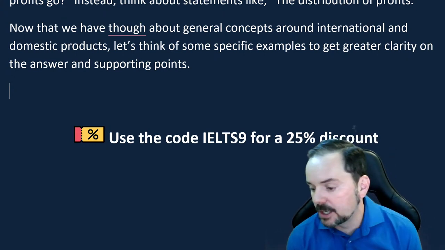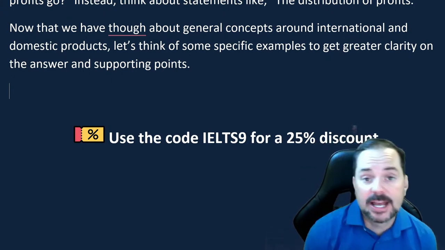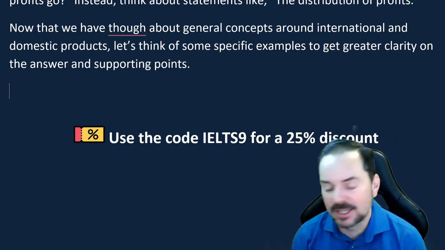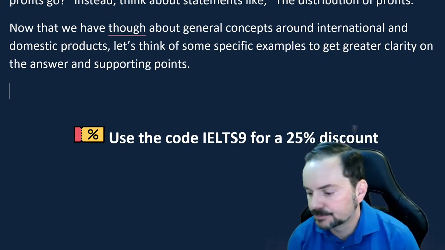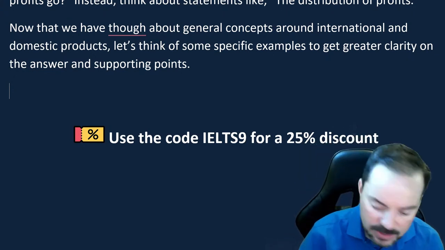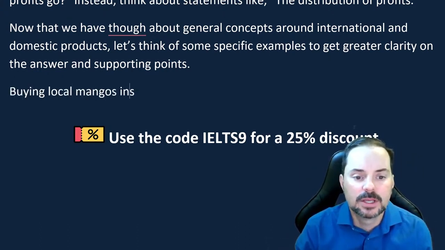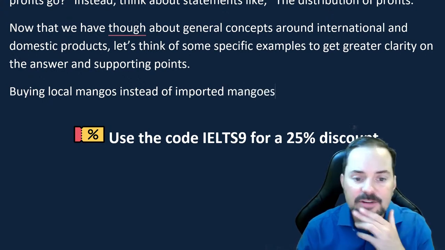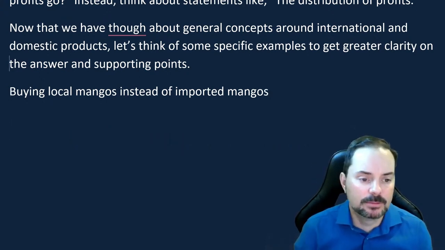So what's an example of a product that you have bought? Maybe you have some products where you've bought both international and domestic brands. I can tell that now some of you are thinking, oh yeah, what have I bought that is produced locally versus internationally? Rajveer Singh says buying local mangoes instead of imported mangoes. So fruit, yeah. Very good. Mangoes. All right, that would be a good example.